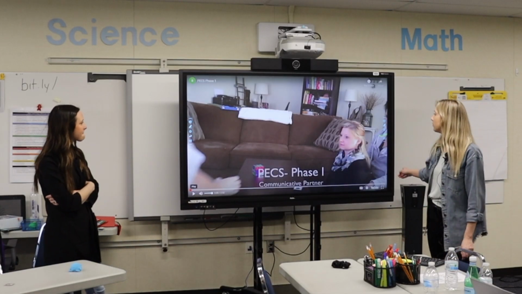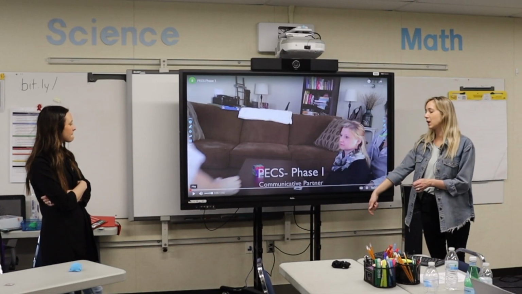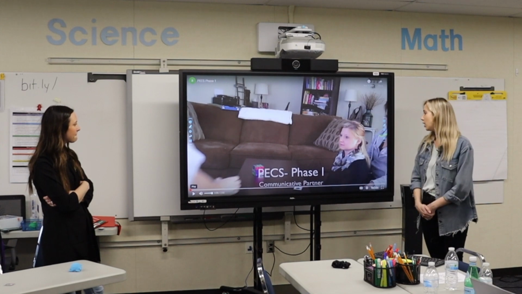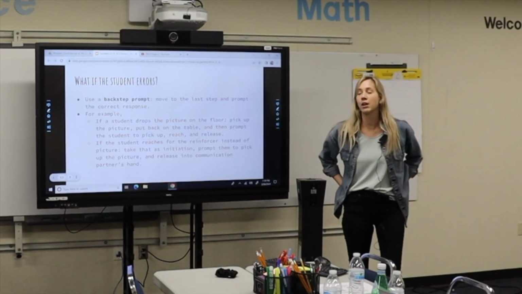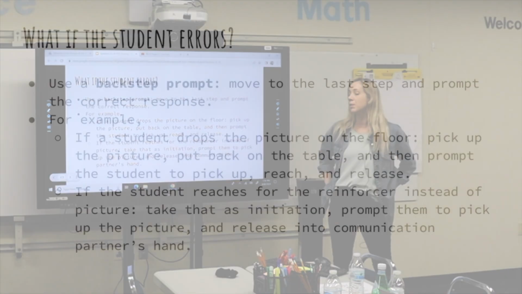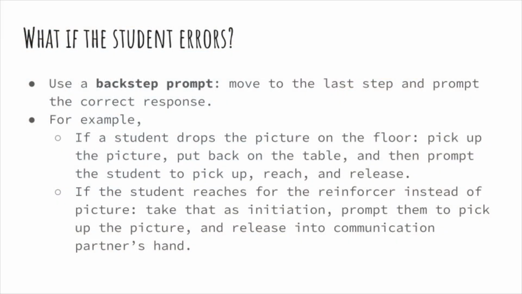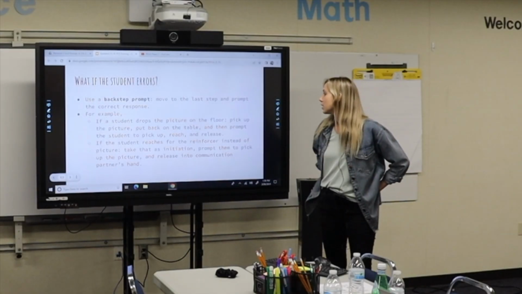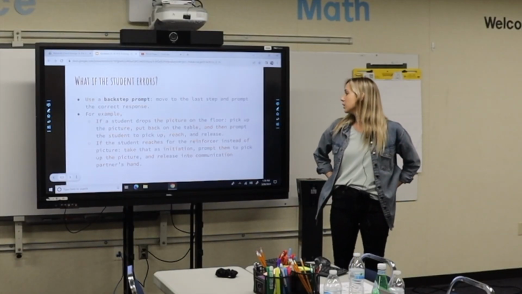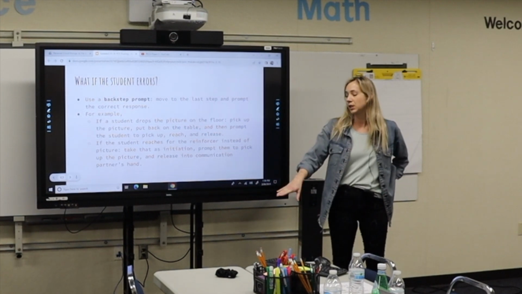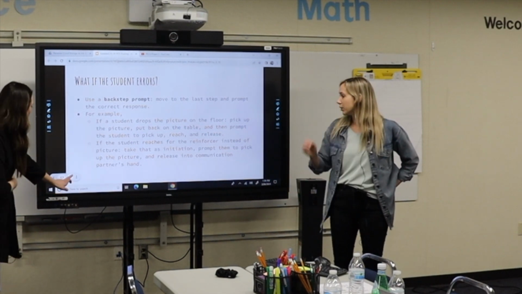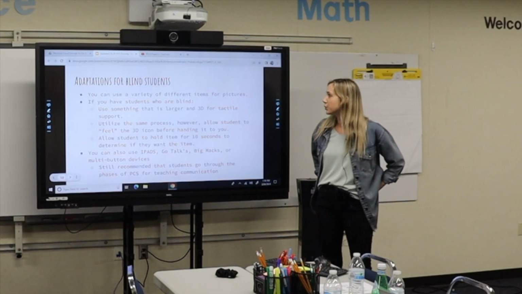So once you can fade the physical prompter and the student can pick up the icon itself, then you're going to move on to the next phase. Okay, so what happens if the student errors? What happens if the student drops the icon on the floor? You just pick it up and then place it in front of the student and start the trial over again. If the student reaches for the reinforcer instead of the picture, take that as an initiation and prompt them to pick up the icon with their hand, what you just saw the physical prompter do.